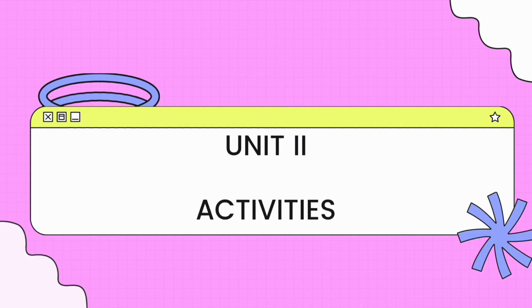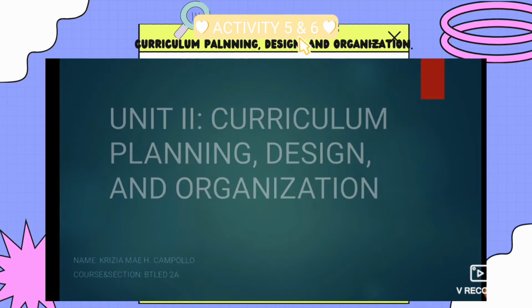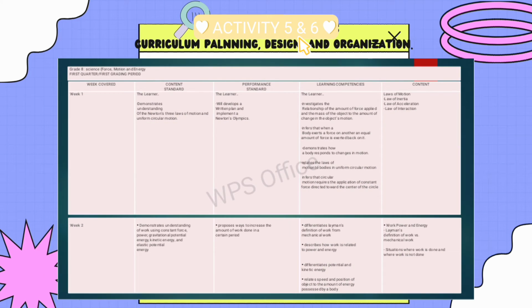In Unit 3, Activities 4, 5, 6. In Unit 3, Activity 5, it has a direction that I need to search or download a sample of K-12 curriculum guide, and I may select a particular subject area. I picked grade 8 science.